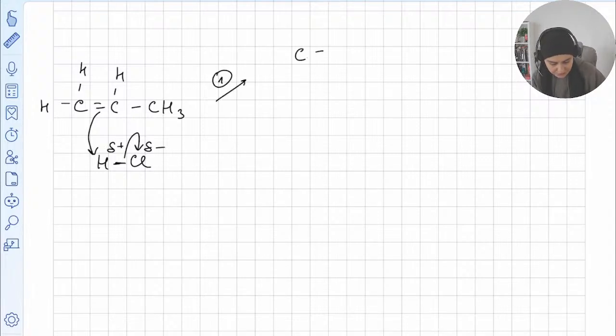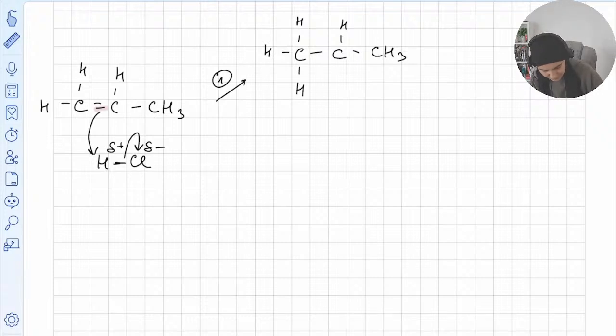So the first possibility is when I break the double bond, so that bond is broken. I attach H to the first carbon. This bond is now here, and this is a carbocation. That's the plus one, and Cl minus leaves with its lone pair now. This bond is here. Okay, that's the first possibility, when I'm attaching the hydrogen to the first carbon.